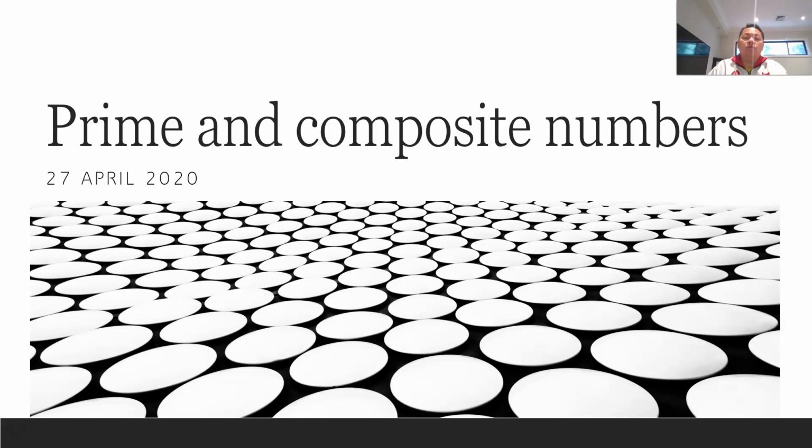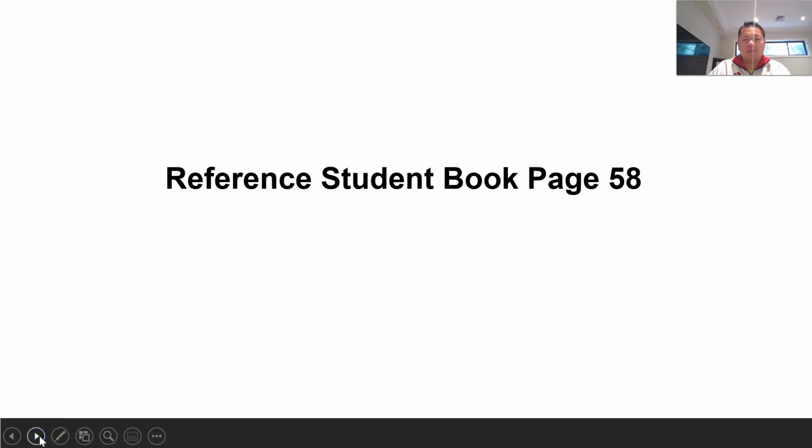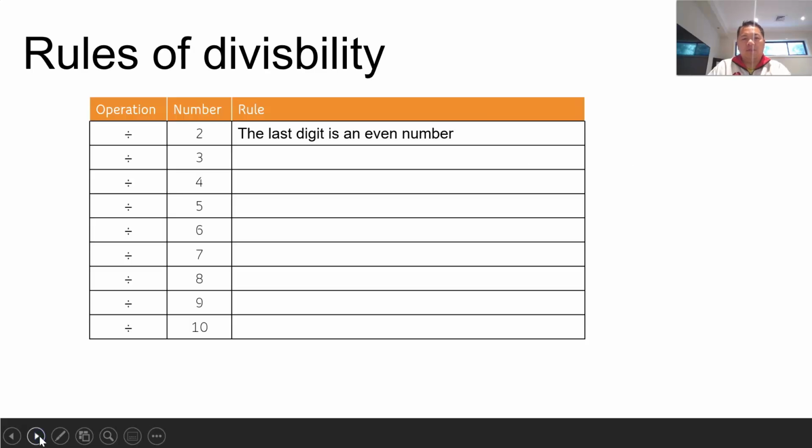Today, we are moving on to some important theories that could actually help us to determine whether a number is divisible by the numbers 1 to 10. So please turn to page 58 in your student book. We're going to go through some basic rules of divisibility.